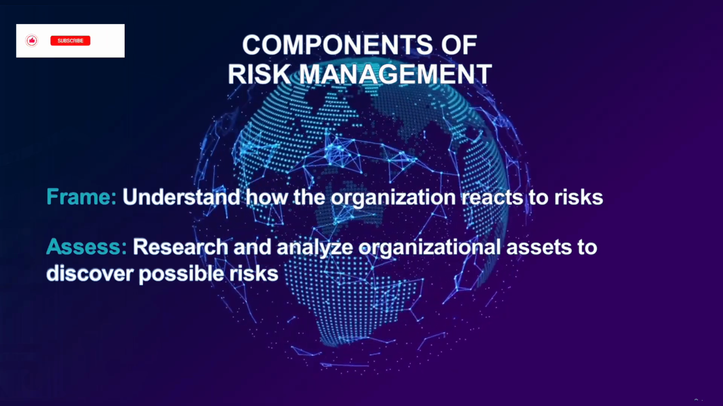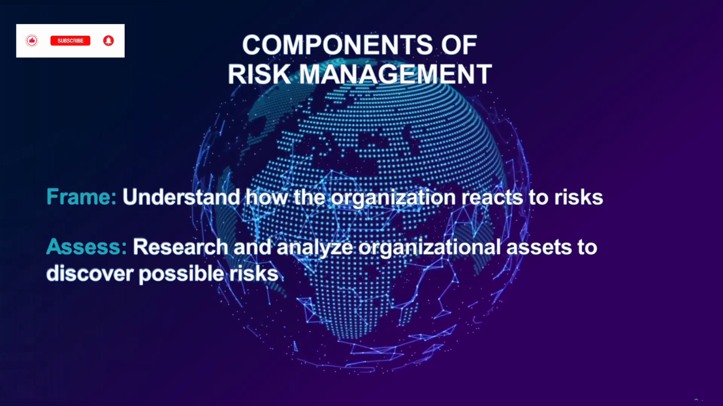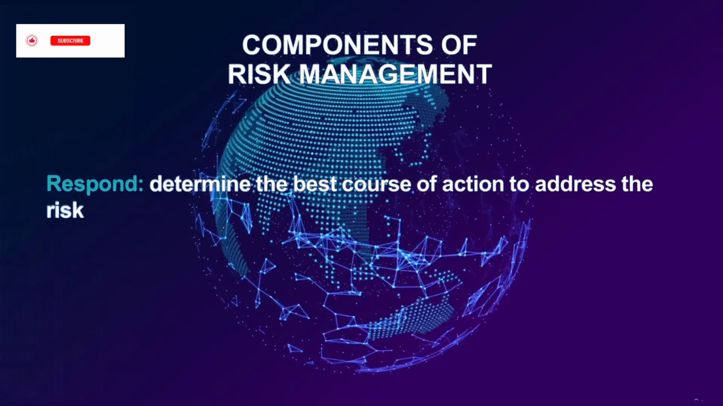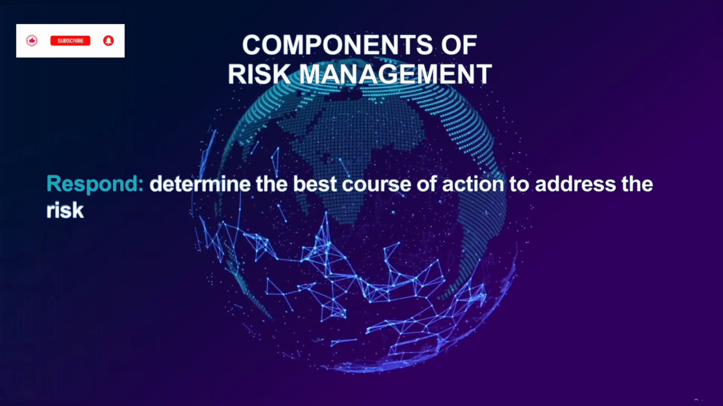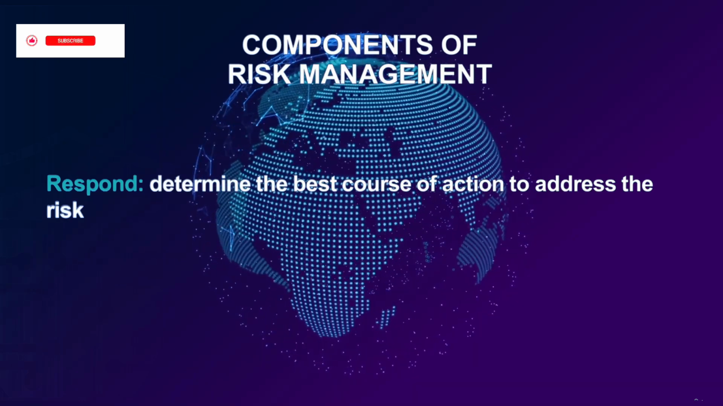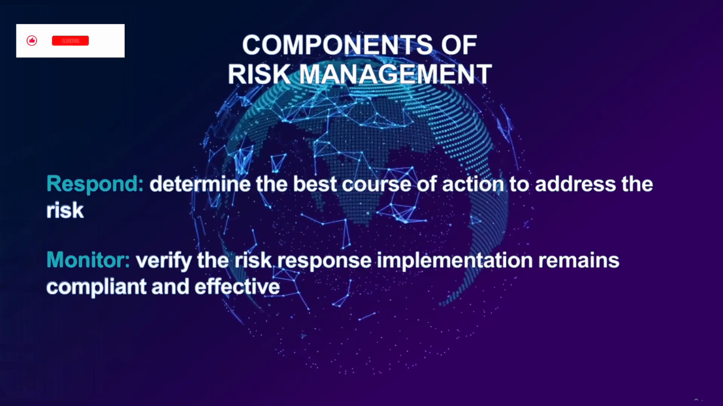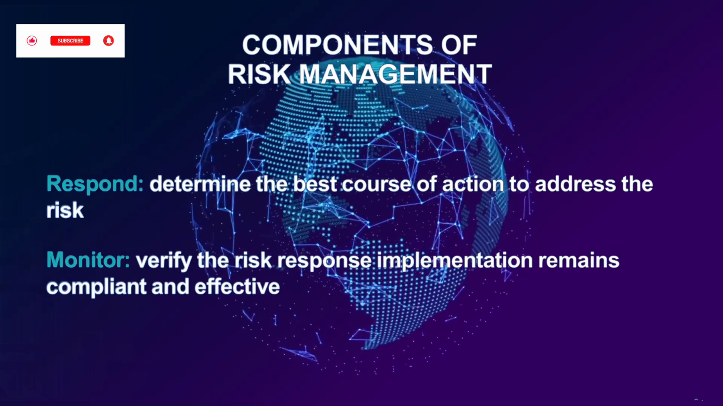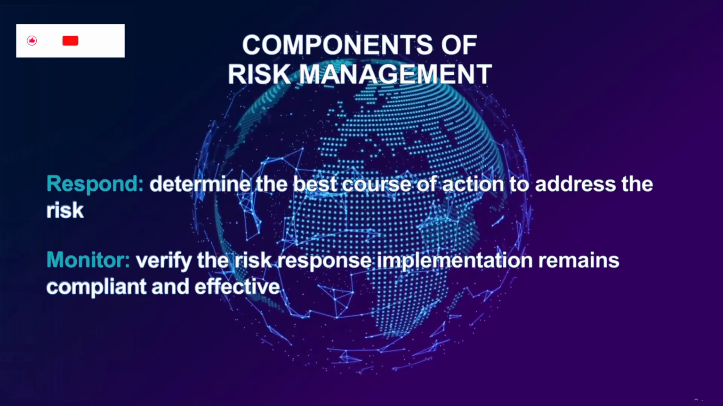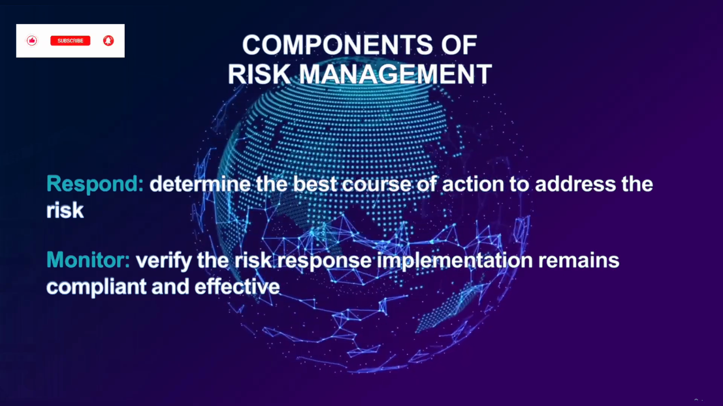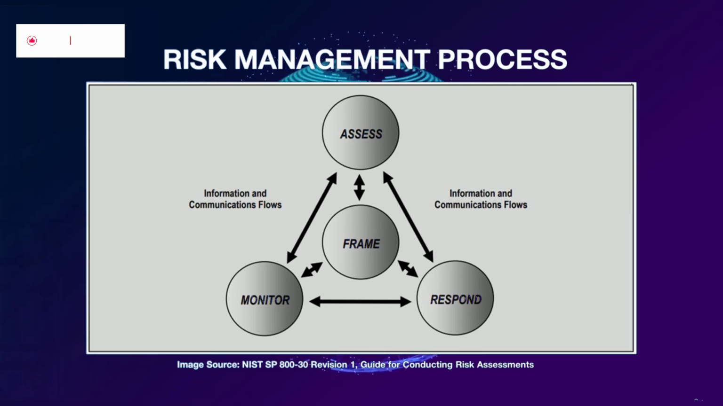Then once we have assessed that, now we have to make a risk response. So we have to decide how we are going to respond to those risks, and then once we have made the decision, sometimes that decision is not always correct, so we want to monitor it to verify that the response we made is both compliant and effective according to the outcome we want. Now if you reference the NIST special publication 800-39, this is how the process is laid out. You can see everything starts with frame in the middle, and then we go to assess, then we go to respond, and then we monitor, and it's a continuous flow.